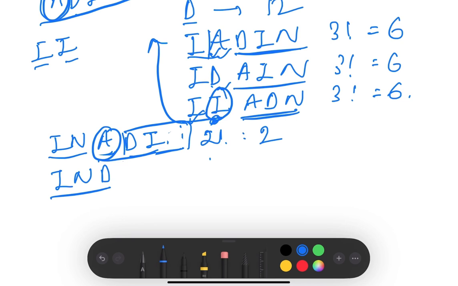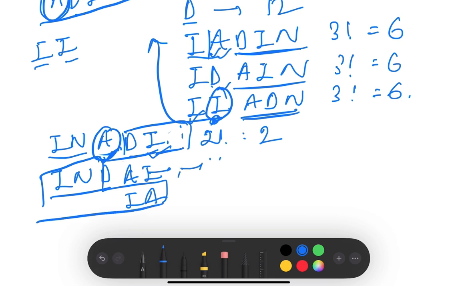So after D, only 2 letters are remaining, A and I. So first is A, that is A and I, and then I and A. Okay, and this is the correct term. So this is 1 and this is 1, I N D I A.